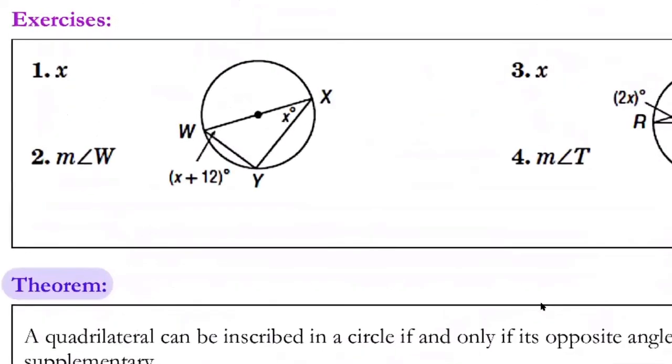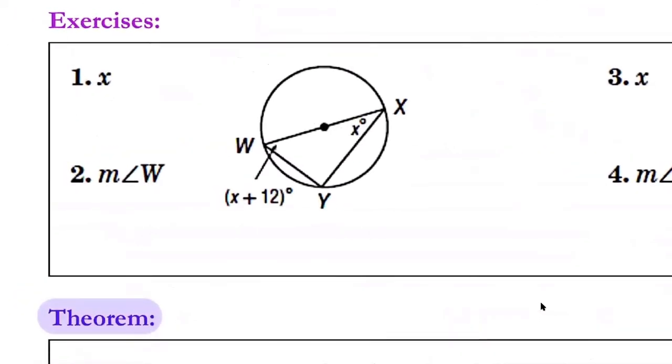Okay, so example. When you're looking at this picture, what you want to notice is that little segment right there is going through the center of the circle. And since it's a diameter, that means that this is going to be a right triangle. Oops, sorry about that.